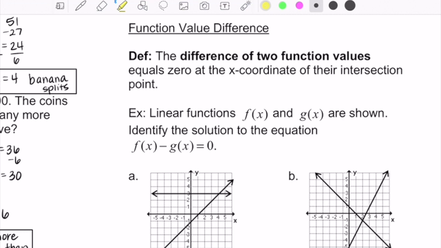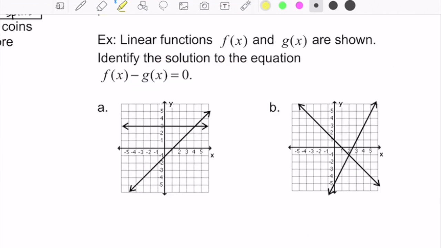The definition says the difference of two function values equals 0 at the x coordinate of their intersection point. So looking at these two examples here, linear functions f of x and g of x are shown. Identify the solution to the equation f of x minus g of x is equal to 0. We're trying to figure out when the difference between these two functions is 0. The difference being 0 means the lines are no longer different from one another, so they don't have distance between them, and that occurs at their intersection point.